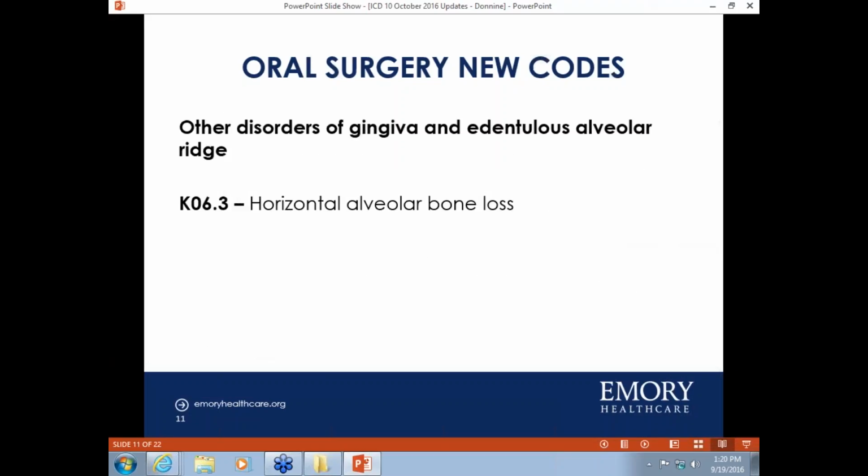This is a new code, horizontal alveolar bone loss. That's the bone loss that you get from like periodontitis disease and gingivitis that causes tooth loss. So they have a code now for that actual bone loss.